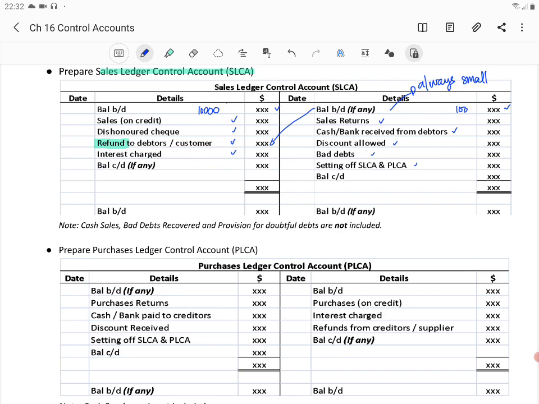Please do not make the mistake of putting a refund as returns. It is different. And then it goes to the credit side.